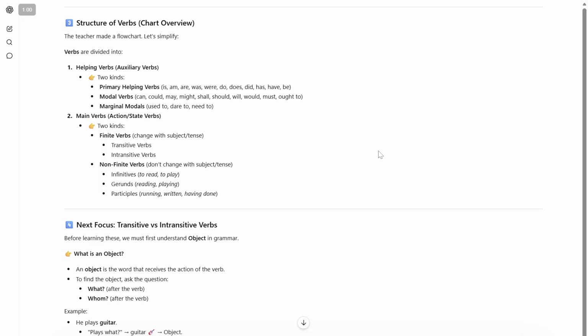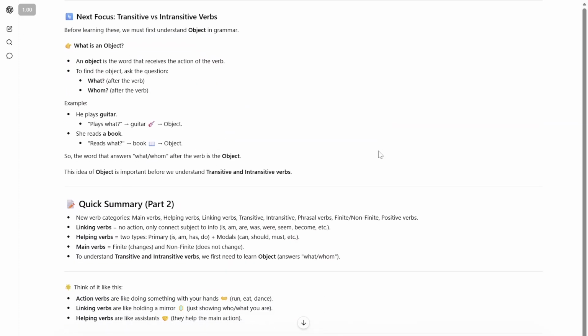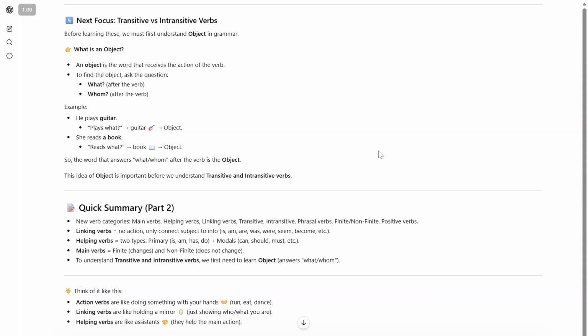Before learning these, we must first understand the object in grammar. What is an object? An object is the word that receives the action of the verb. To find the object, ask the question what? after the verb, or whom? after the verb. Example: he plays guitar. Plays what? Guitar, object. She reads a book. Reads what? Book, object. So, the word that answers what or whom after the verb is the object. This idea of object is important before we understand transitive and intransitive verbs.